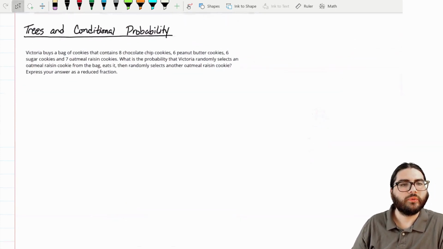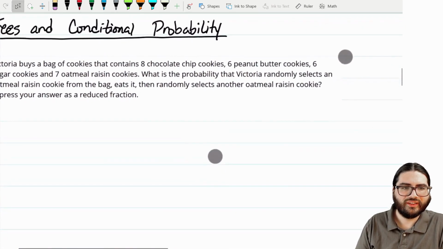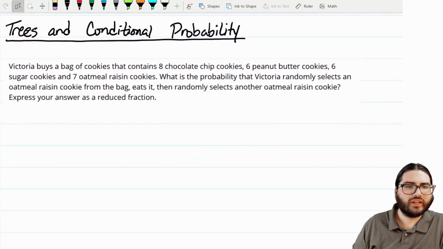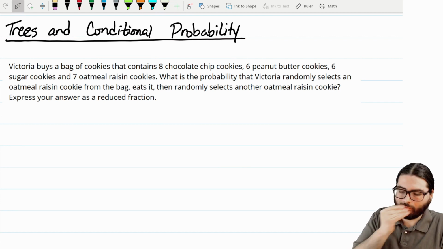Let's look at an example. This one's from the homework. I believe it is number 1 or very close to number 1. I'll zoom in a little bit while I'm reading so you can see. Victoria buys a bag of chocolate chip cookies, which contains 8 chocolate chip cookies, 6 peanut butter cookies, 6 sugar cookies, and 7 oatmeal raisin cookies. What is the probability that Victoria randomly selects an oatmeal raisin cookie from the bag, eats it, then randomly selects another oatmeal raisin cookie? All right.